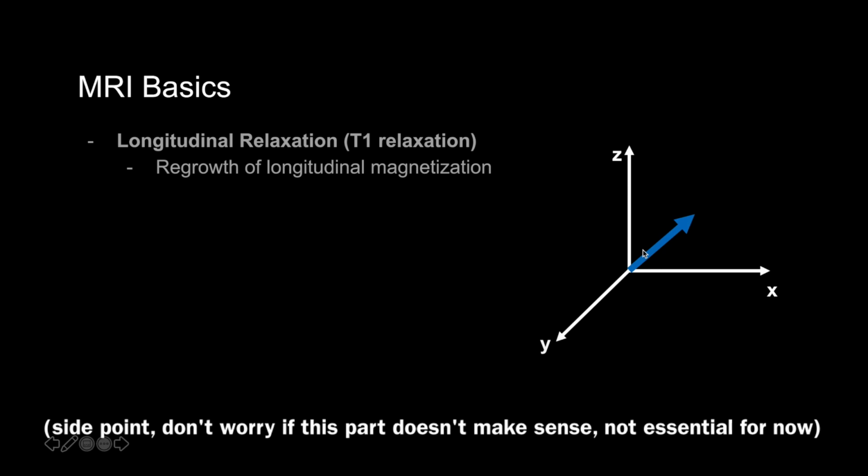This is important because, as we mentioned, we detect signal in the xy plane. So in order to detect differences in T1 relaxation, we need to allow them to relax at different rates in the z-axis and then apply an RF pulse and listen in the xy plane.